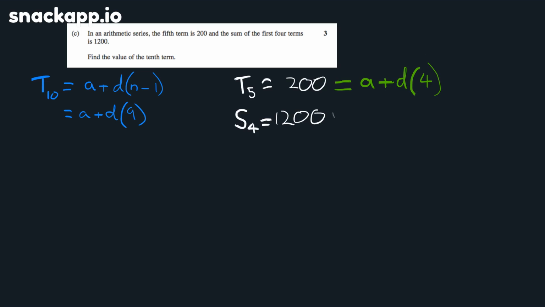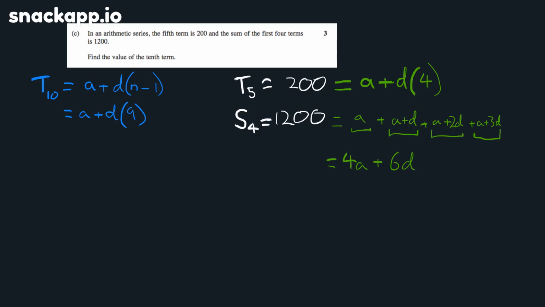Now for the second equation, we can just manually sum up all the terms. So we're going to have the first term, which is just going to be a. We're going to have the second term, which is just going to be a plus the difference. We have the third term, which is going to be a plus twice the difference. And last but not least, a plus 3 times the difference. Okay, so let's just simplify that out. We've got 4 a's, we've got 1, 2, 3, 6 d's.